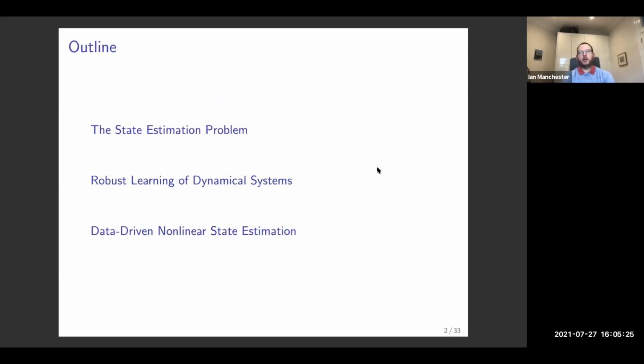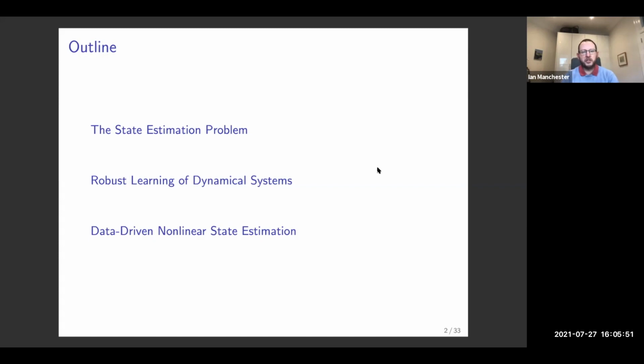I'm going to start with something that's probably well known to many of you, but perhaps not all. I'll start with some background on what state estimation is, from the control theory perspective, and the particular challenges that arise when you're dealing with nonlinear dynamical systems.